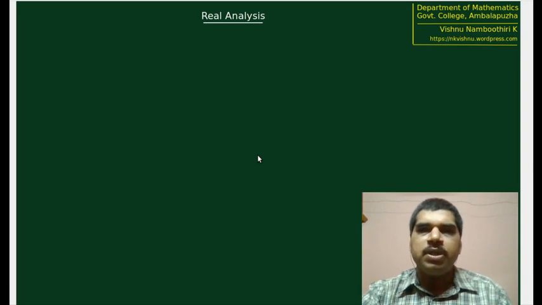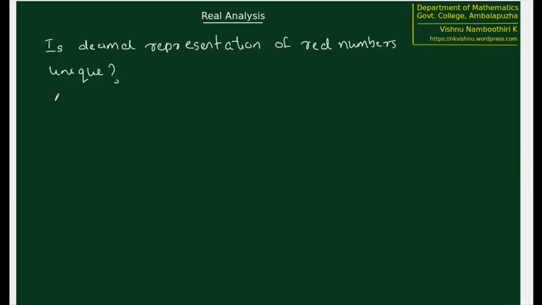Now we are going to see a strange fact about the decimal representation of real numbers, and this strange fact probably tells us that there is some problem with the proof that we gave in the last session. Therefore, we need to rectify the proof that we gave for verifying that the open interval (0, 1) is uncountable. We are going to do that now. So this is the question with which we are starting. Is the decimal representation of real numbers unique?